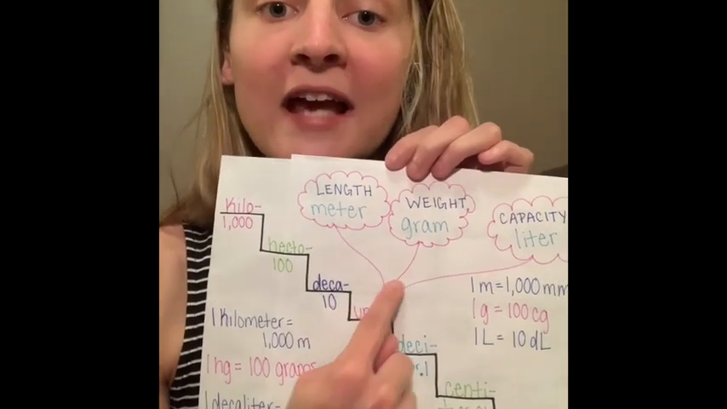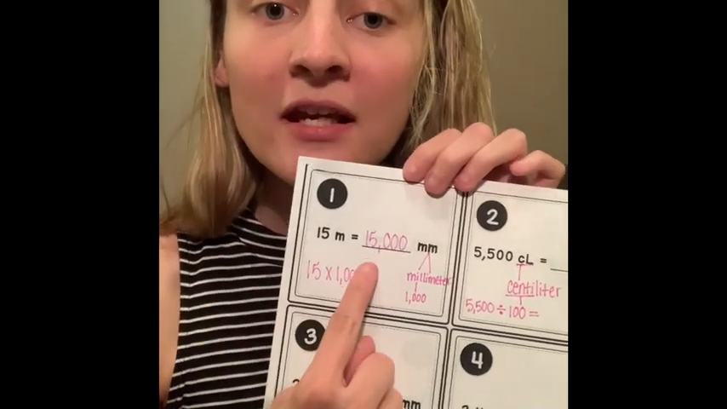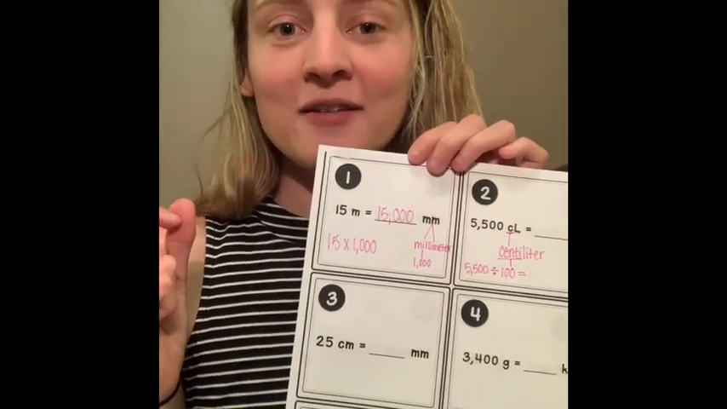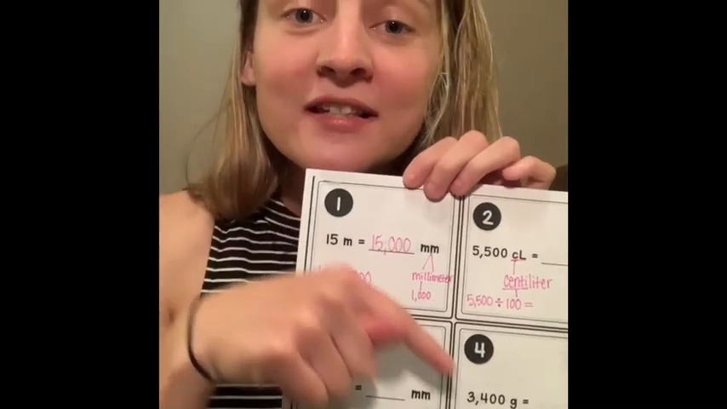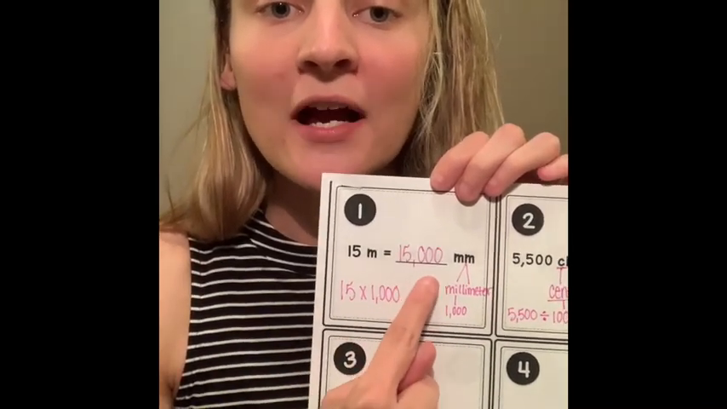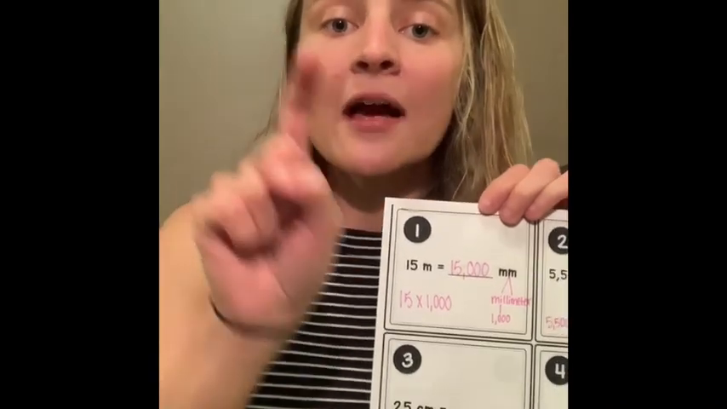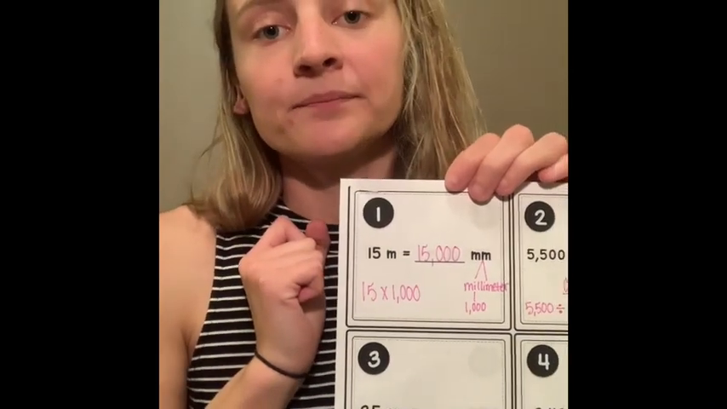So when we go down the staircase, we multiply. I want you to notice that 15 has 3 zeros after it. So when you go down the staircase, however many times you go down is a 0 at the end of the number that you are converting. So 15 meters equals 15,000 millimeters. When you go down the staircase, you multiply. And a trick is every time you go down, you add a 0 at the end of that 15.